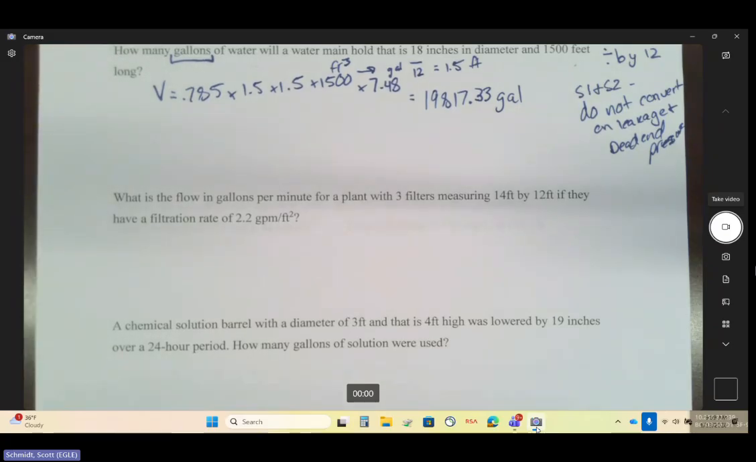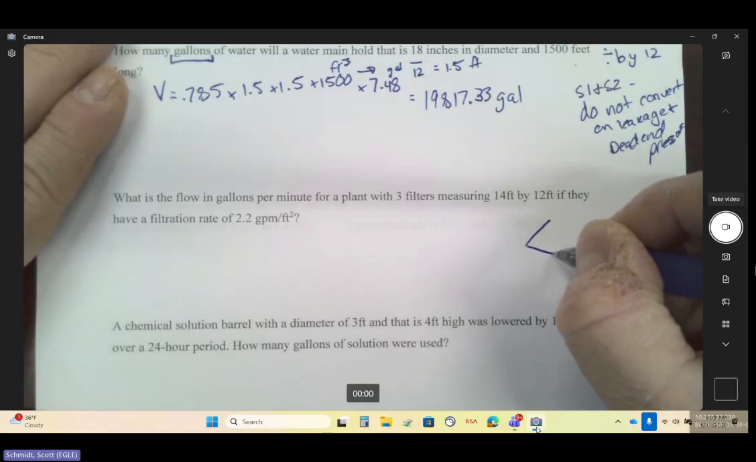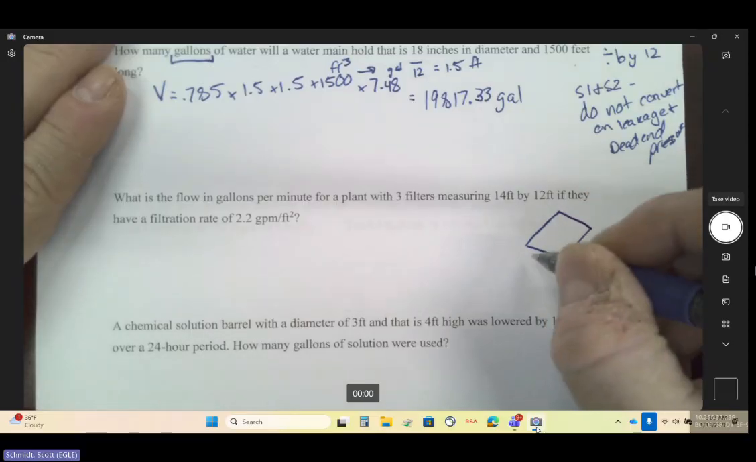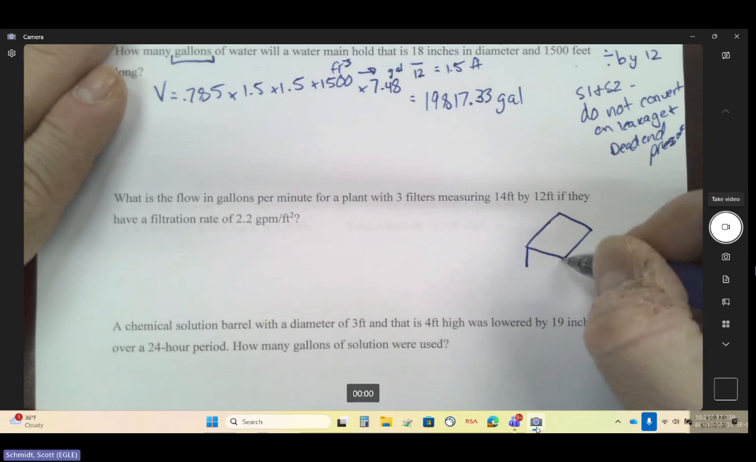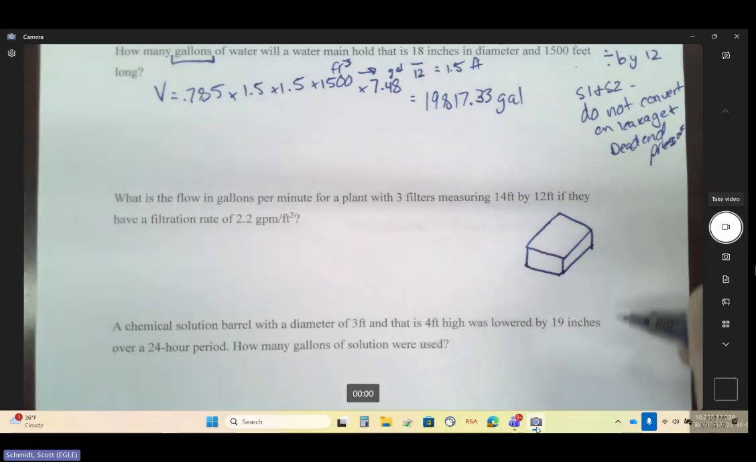So one thing that people often get confused with filters is because this filter is 12 by 14, first off, right? So if I were to draw this, it's going to be something like this, right? It's 12 by 14, so it's a little bit longer. And it's going to have a thickness to it, a depth. Correct? Have you ever seen a filter that's just a straight filter and there's no depth to it? No, there isn't such a thing.